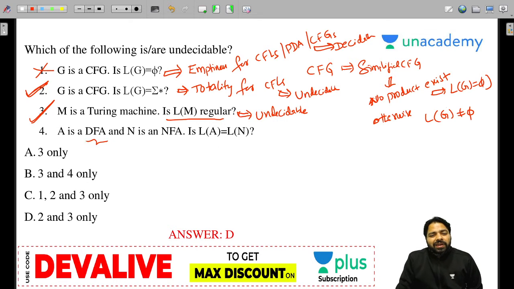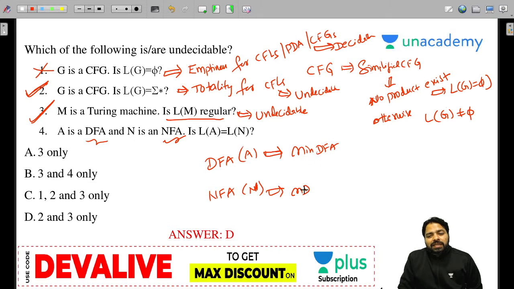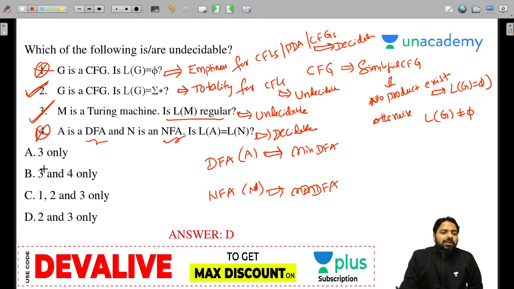And DFA and NFA are given to you. DFA and NFA, that is A and this is N, and the languages accepted by these two machines. You can convert to minimum DFA, you can check whether they are isomorphic or not. You can check whether they are accepting the same language or not. Yes, this is decidable, guys, but we need to choose undecidable, so we don't choose this. So 2 and 3, that is answer D.